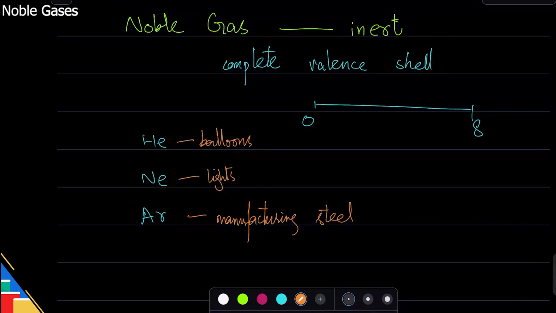Argon is also the third most abundant gas in the atmosphere. So the first one is nitrogen, then oxygen, then argon and other gases. That's why we have a lot of it, so we don't really need to worry about it.